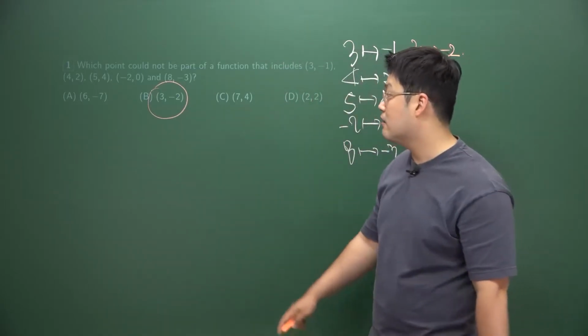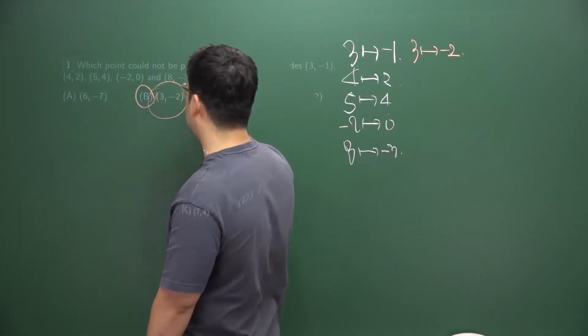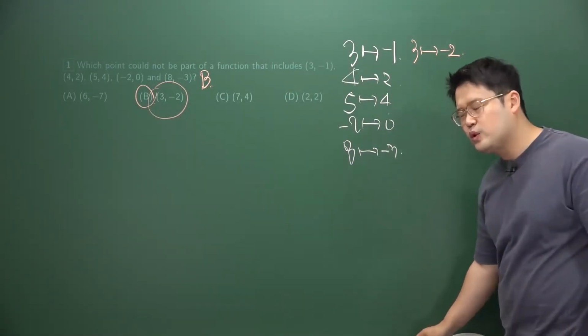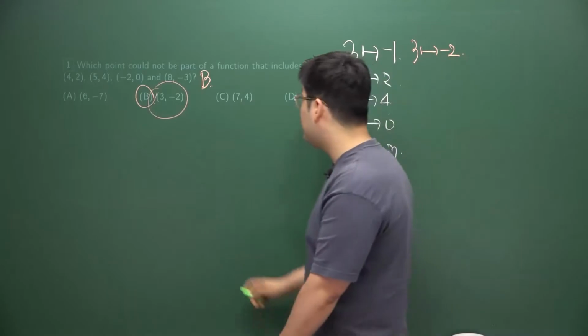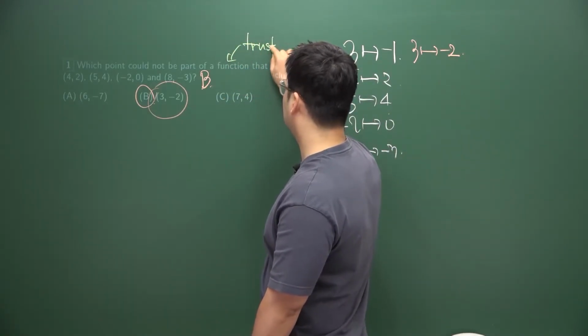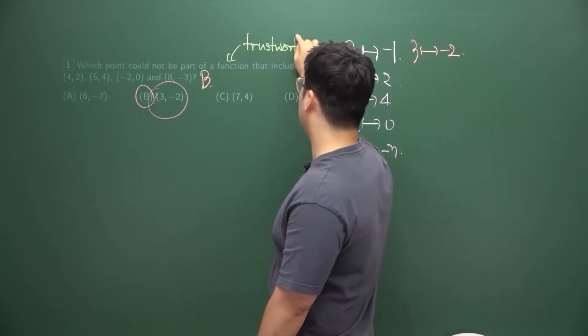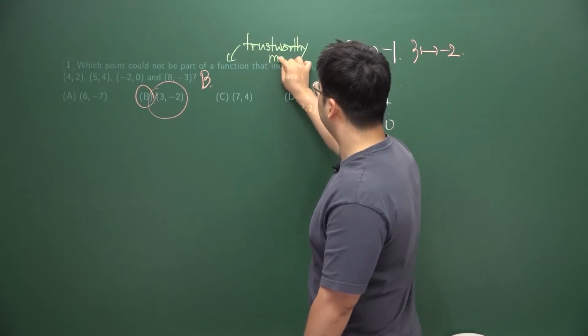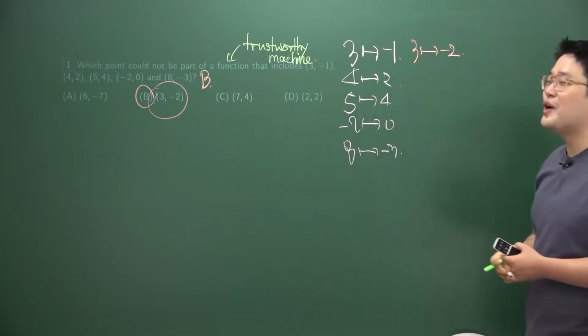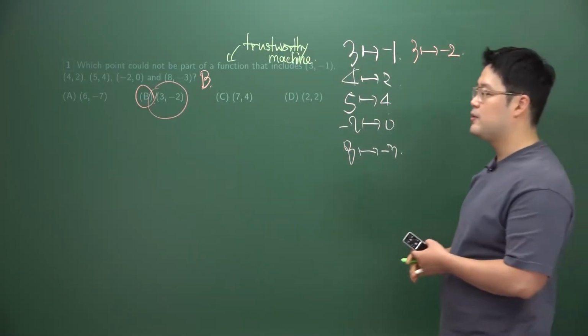And why does it matter? Why do we keep saying that this is a problem? Well, a function must be a trustworthy machine. Gotta be a machine. Trustworthy. Let me write it down. Trustworthy machine. Why do we care about the trustworthiness? Well, think about it this way.